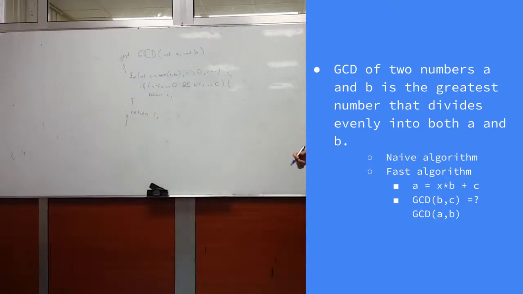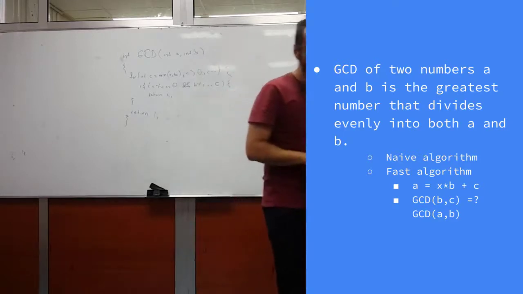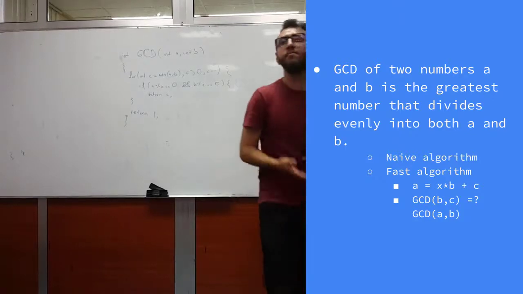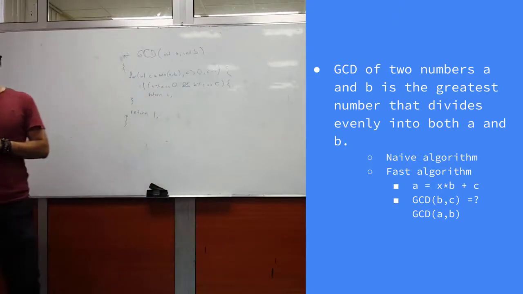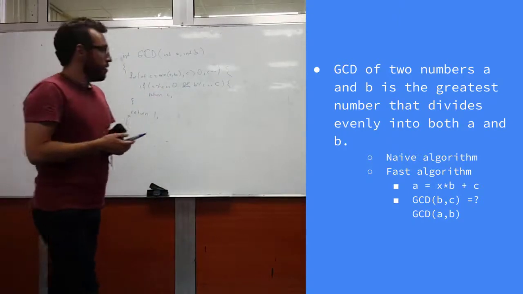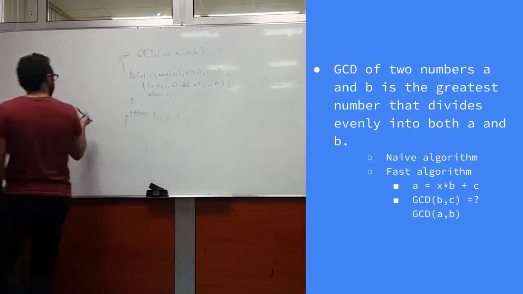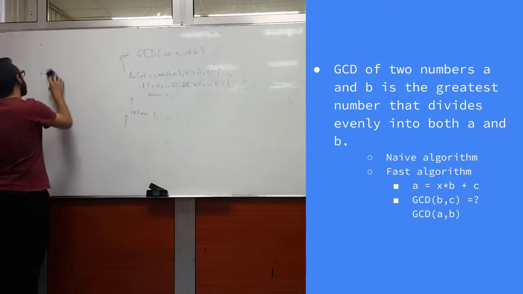So, I guess the naive algorithm is clear to everybody, right? Okay, now let's think about how we can make this faster. Let's take a look at here. We actually have a hint here. Can we say that for any kind of A and B pairs, we can have an equation like A is equal to X times B plus C?